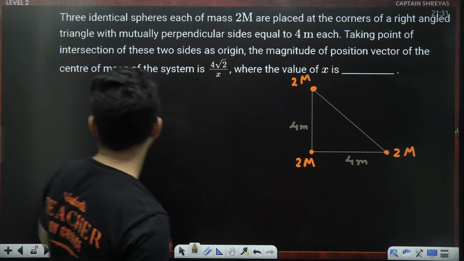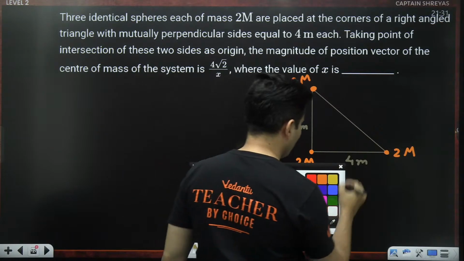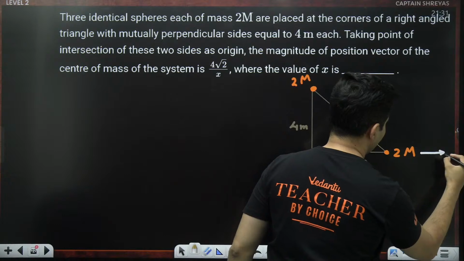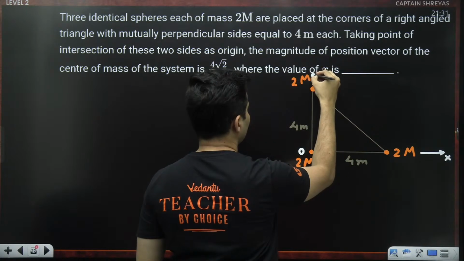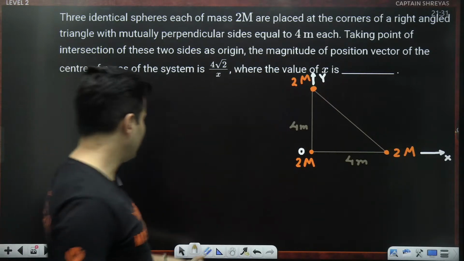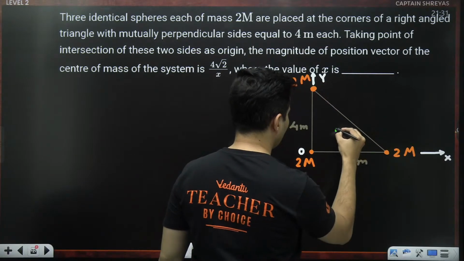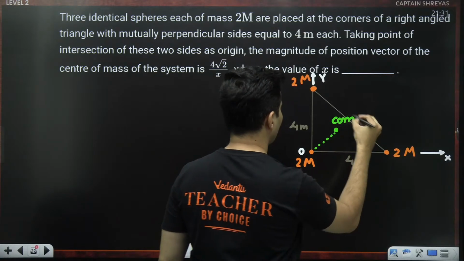Taking the point of intersection as the origin. Fair enough. So basically this is our x-axis, this is our origin, this is obviously your y-axis. So the question is, how far is the center of mass from the origin? You have to basically find this distance. This is the center of mass.